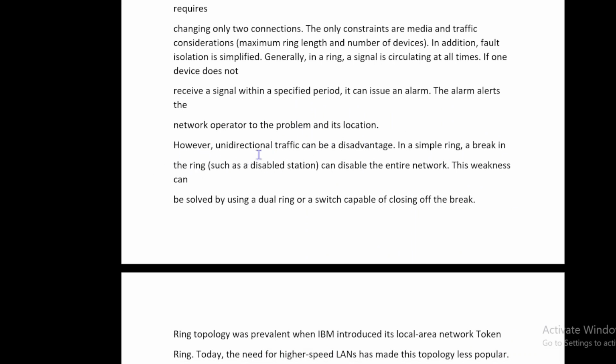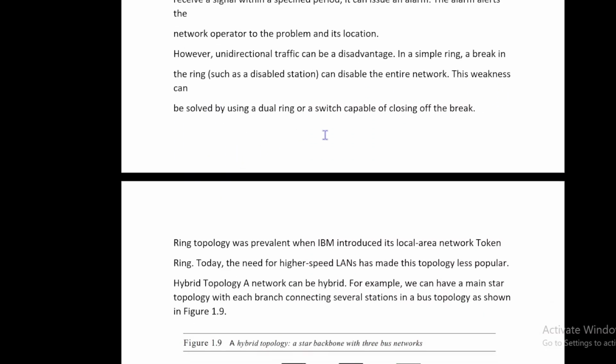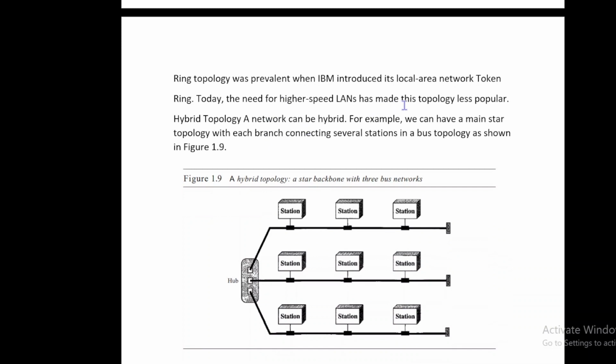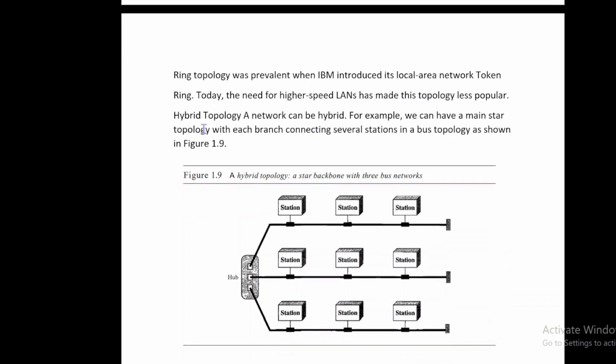However, unidirectional traffic can be a disadvantage. In a simple ring, a break in the ring, such as a disabled station, can disable the entire network. This weakness can be solved by using a dual ring or a switch capable of closing off the break. Ring topology was prevalent when IBM introduced its local area network token ring. Today, the need for higher-speed LANs has made this topology less popular.